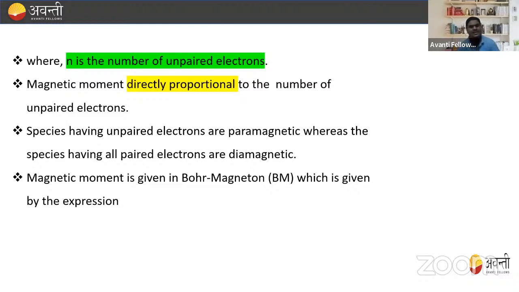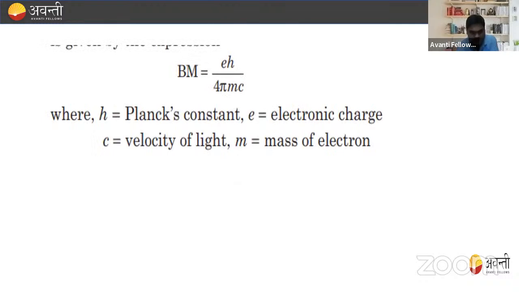Species having unpaired electrons are paramagnetic, whereas species having all paired electrons are diamagnetic. Magnetic moment is given in Bohr magneton, BM, which is given by the expression eh upon 4 pi mc, where h is Planck's constant, e is the electronic charge, c is the velocity of light, and m is the mass of the electron.